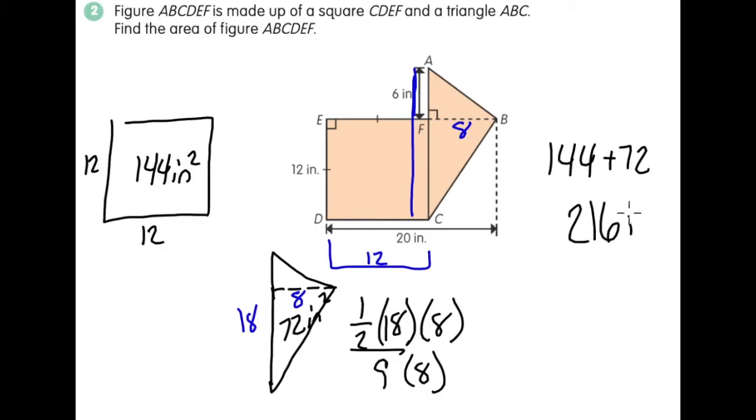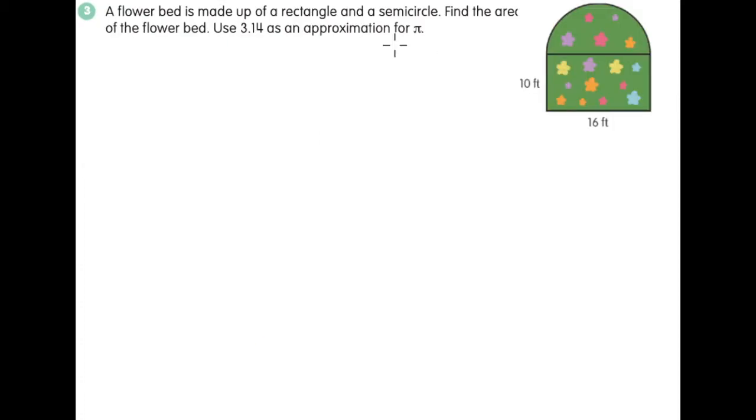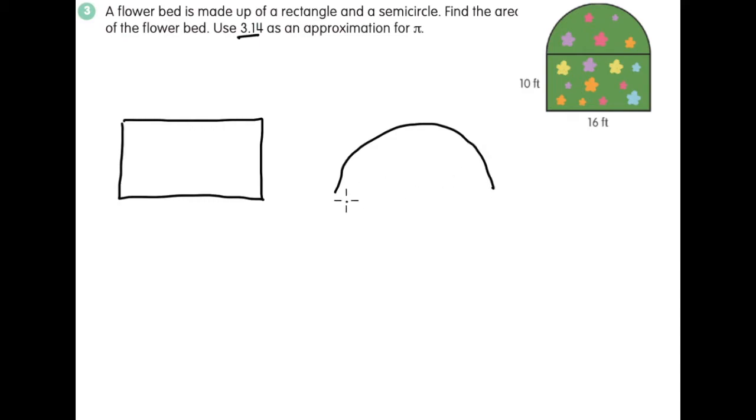216 inches squared. For our last example, we have a flower bed that is made up of a rectangle and a semicircle. We want to find the area of the flower bed, and we're going to use 3.14 as an approximation for pi. So we're given that we have a rectangle and a semicircle that make up the flower bed.